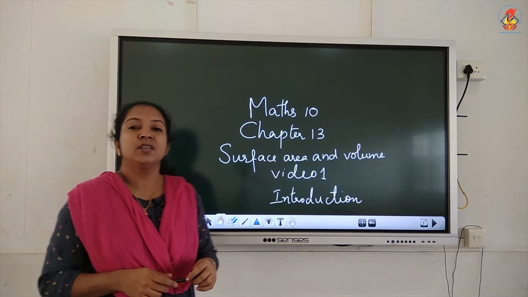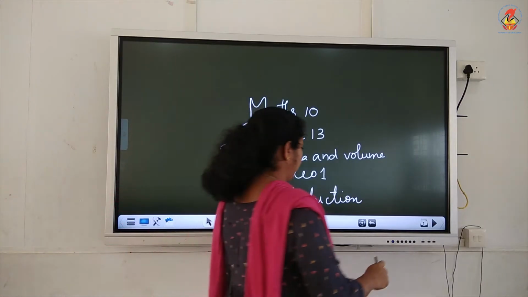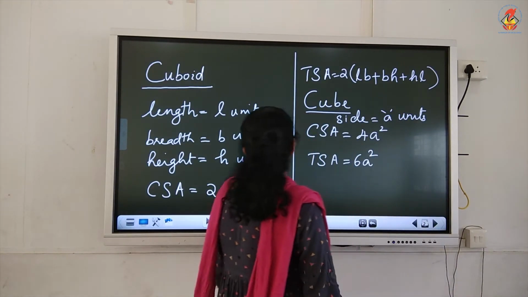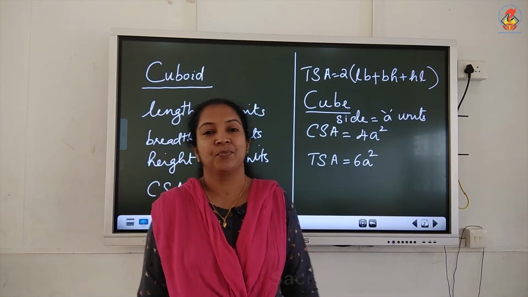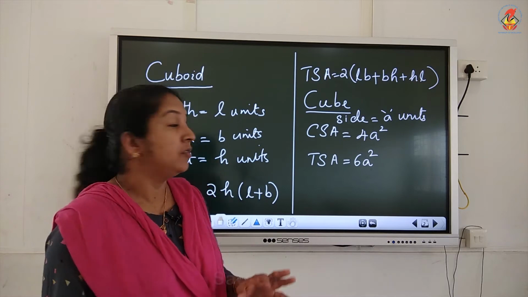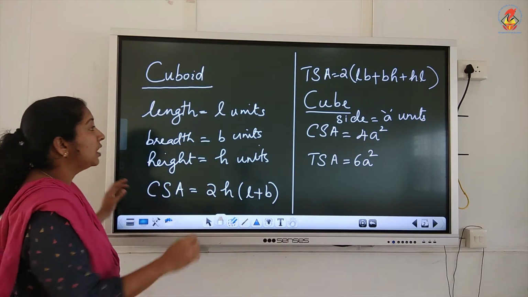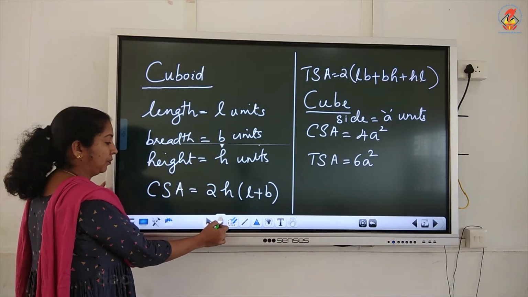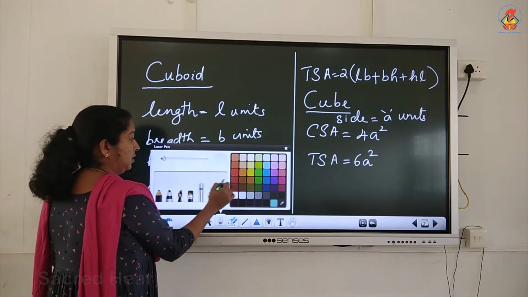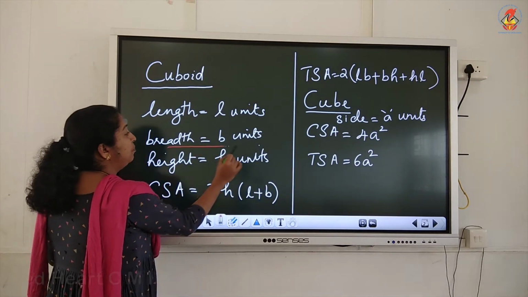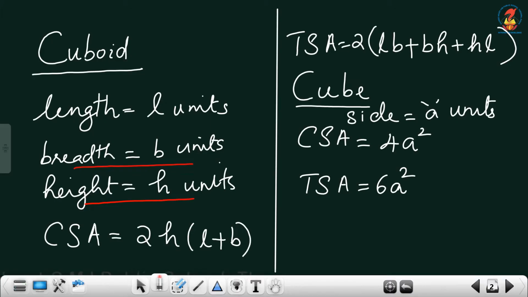Chapter 13, Surface Area and Volume. Cuboid. If we have a cuboid of length L units, breadth B units and height H units, then CSA is equal to 2H into L plus B.